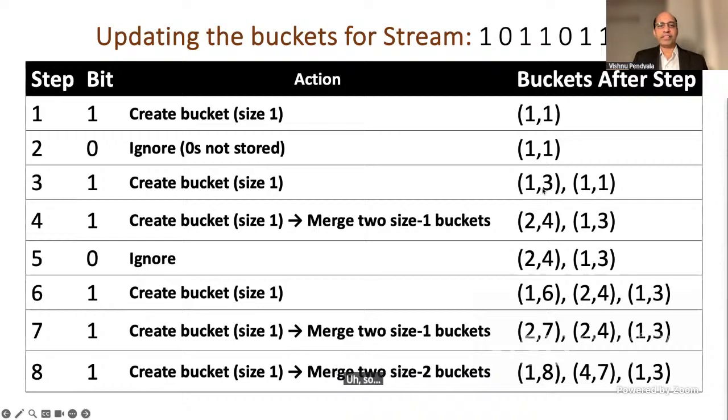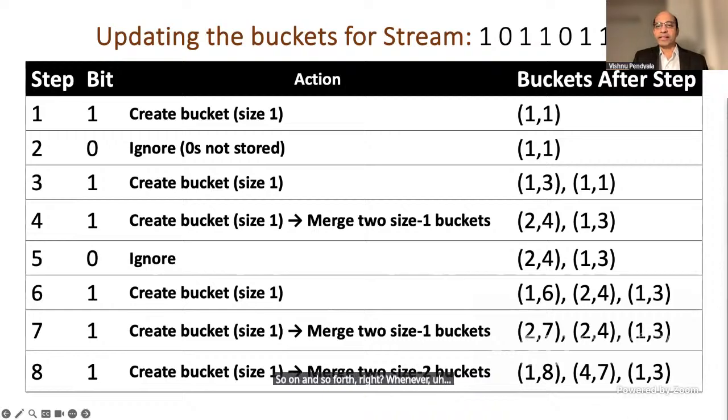So we merge the buckets to get 2 ones in one bucket with the timestamp 4, and just 1 bit set with the timestamp at 3, right? So we merge the buckets of the same size. In the fifth time step, we get a 0, we ignore. So we don't do anything, the buckets remain the same. Now the sixth, we get a 1. So we create a new bucket with timestamp 6 and count 1, and so on and so forth, right?